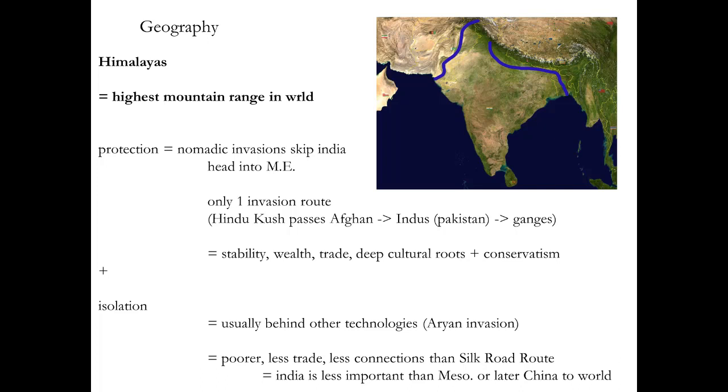There's only one invasion route, as we talked about, and that is through the Hindu Kush into Afghanistan, from Afghanistan down the Indus into what is modern-day Pakistan, and then you have to cross over to the Ganges. People will do this. Timur, the great conqueror from Persia, will do this. Mahmud will do this. So, again, if you want to protect the subcontinent, you have to dominate the Hindu Kush passes.